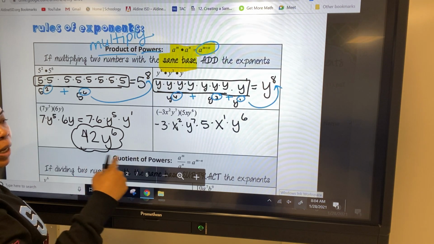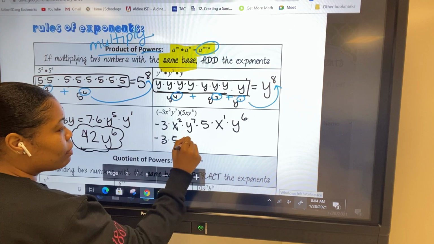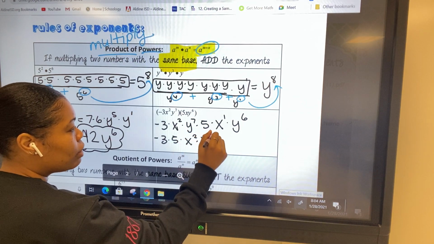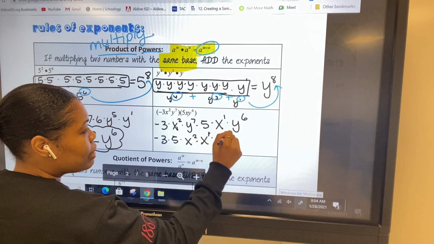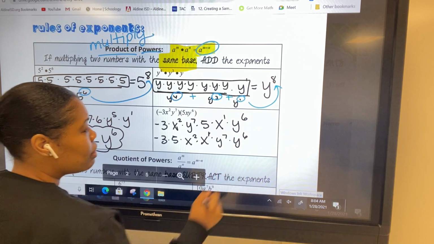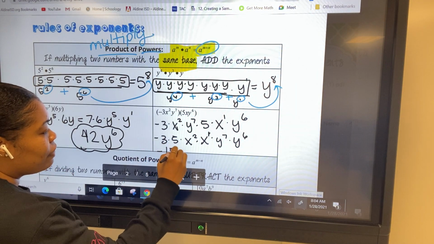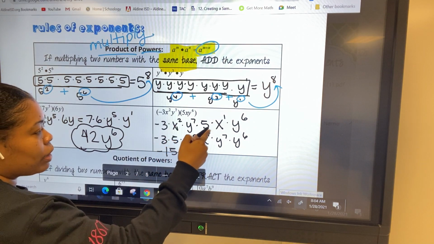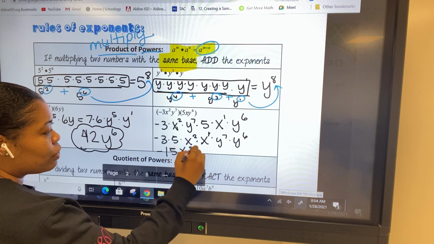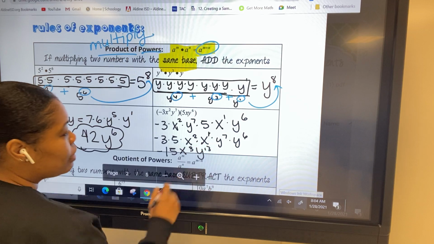And then what I can do is I can rearrange all of this. So that's going to be -3 times 5, x^2 times x^1, y^7, y^6. And now I can simplify this, so we're going to end up with -3 times 5 is -15. And if we add the exponents here, 2 plus 1 will give me x^3. And then for y, 7 plus 6 is 13.